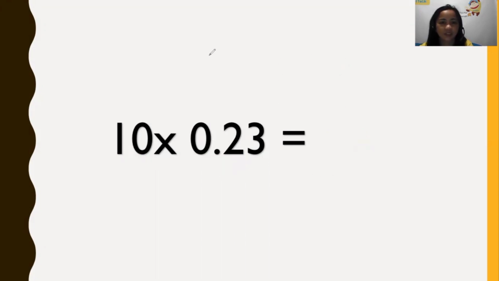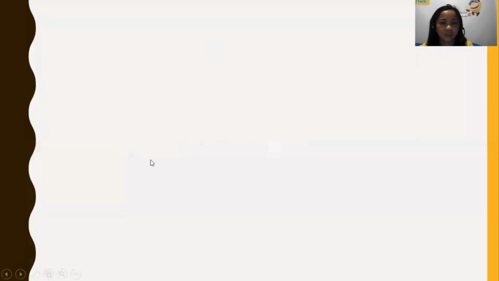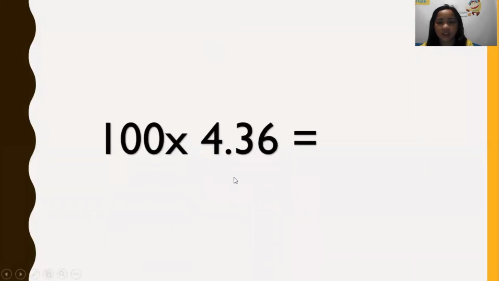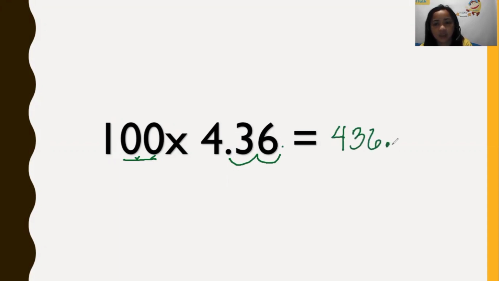Let's have another. 100 times 4 and 36 hundredths. Dalawang zeros, 1, 2. Dalawang move din. 1, 2. Nasa likod na. So we have here 436. Hindi mo na ilalagay ito. No need to write the decimal point if we have a whole number as our answer. Alright, the answer is 436.